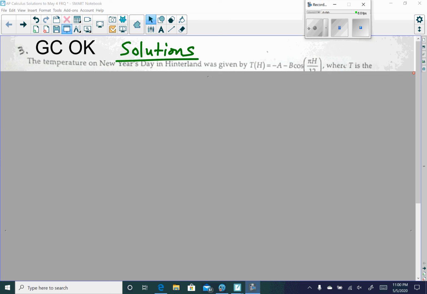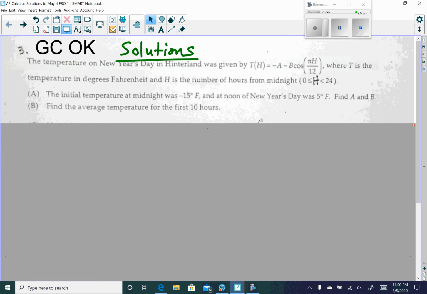All right, so here are the solutions to the free response questions I gave you guys on Monday. Again, number 3, we could use a calculator. Like I've mentioned before, for the free response questions you're going to be given next week, you don't need a calculator, although you'll be able to use one.